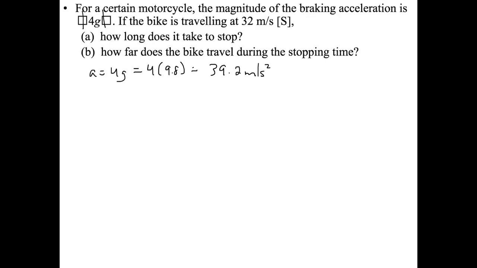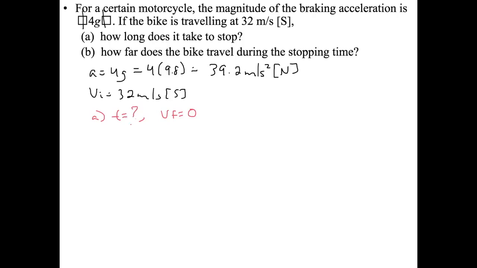Next, the bike is traveling with VI of 32 meters per second south. Since we're talking about braking, we know the acceleration is going to be north because it works in opposition to motion. Part A asks, how long does it take to stop? Well, t is the question. Since we're looking for it to stop, we know VF is equal to 0. So we need an equation.